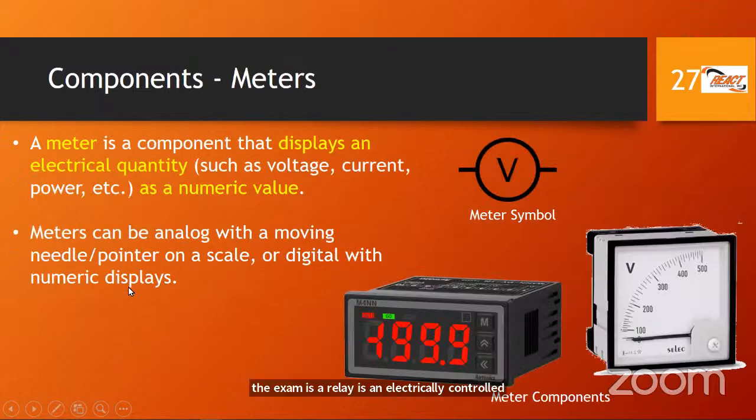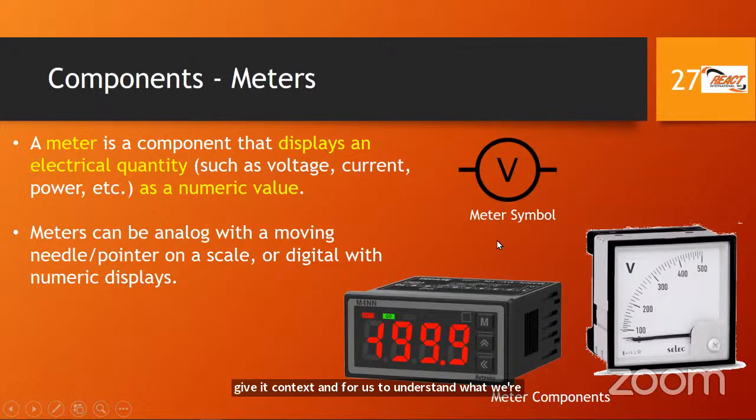All right, some other interesting components that we need to know about: meters. So some of us may already be familiar with meters, but we need to know the definition of a meter. A meter is a component that displays an electrical quantity. And we give some examples such as voltage, current, power, etc. as a numeric value. So a meter displays an electrical quantity as a numeric value, and that is an exam question. We put in some extra information here to give it context and for us to understand what we're talking about.